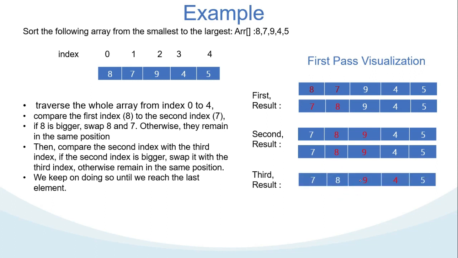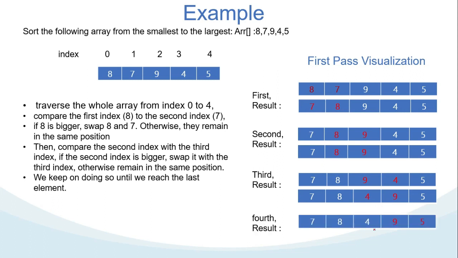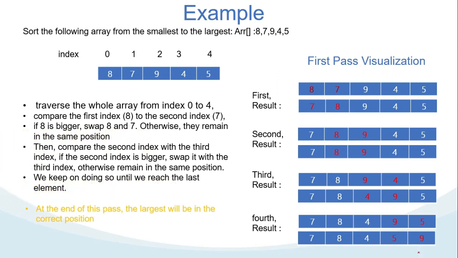So again here, we start reading from the third index and compare it to the fourth index. The same concept applies here, and here is the result. And again here, we start reading from the fourth index and compare it to the last index. The same concept applies, and here is the result. So at the end of this pass, the largest will be in the correct position.